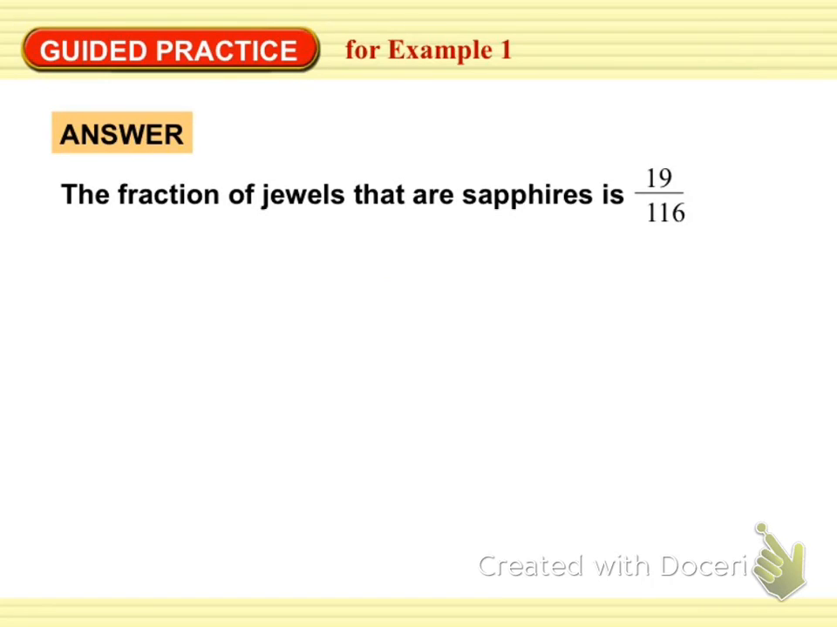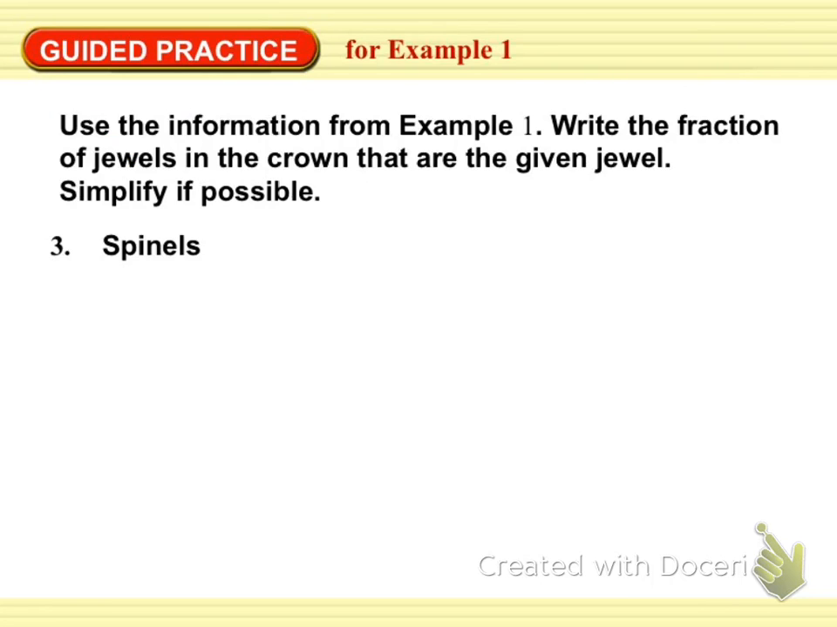The fraction of sapphires is 19 out of 116, because 19 is prime and 19 is not a factor of 116. The two numbers are relatively prime and simplified already. How about spinels? If you recall, the number of spinels was 44. So our fraction is 44 over 116.